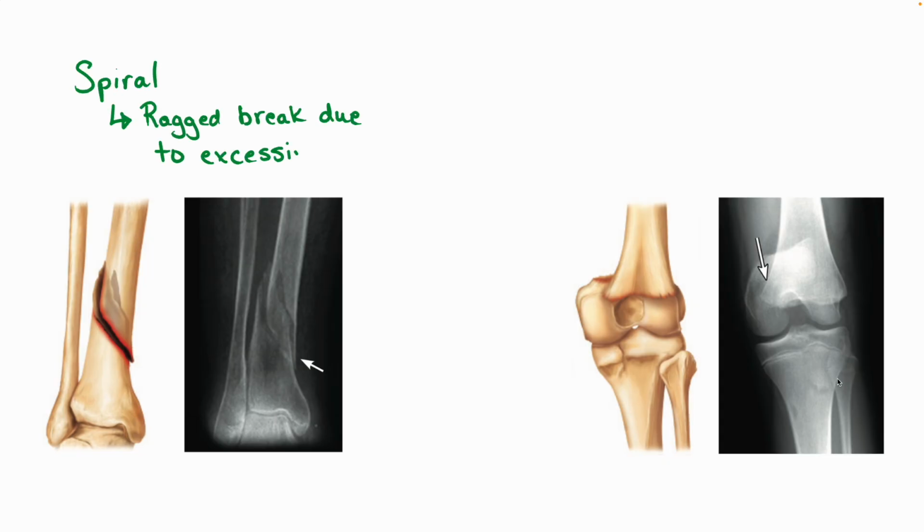The next type we have is a spiral fracture. This is going to be a ragged break that's due to excessive twisting forces. This is a common type of sports fracture that can occur because you're twisting on the bone during these actions.